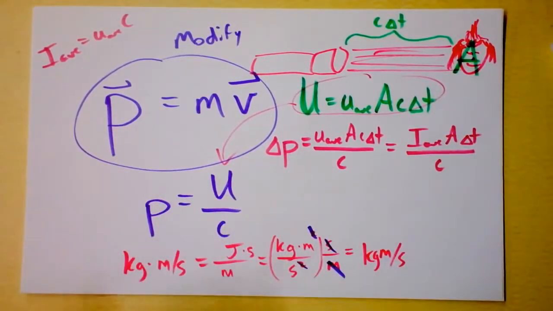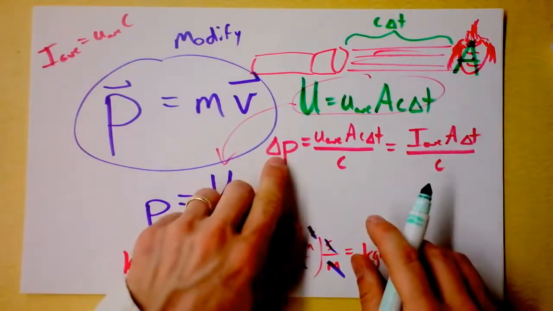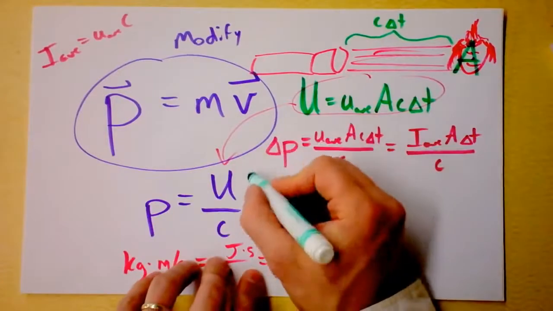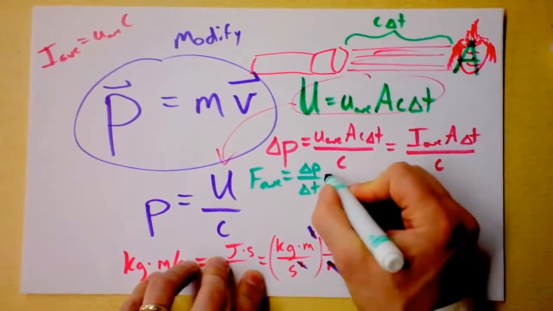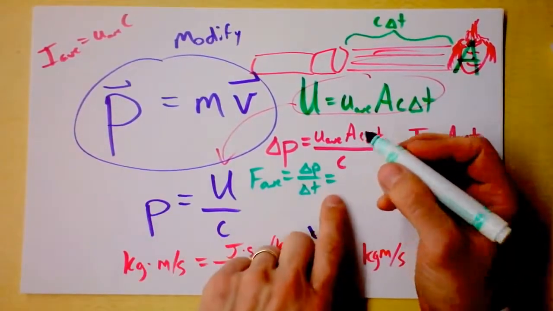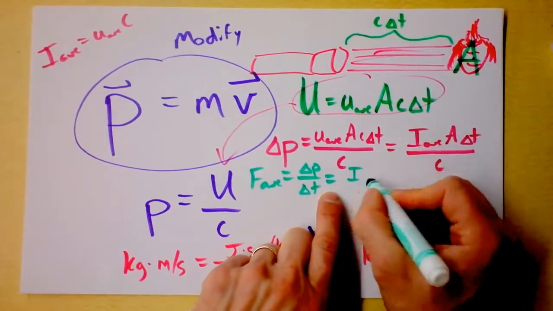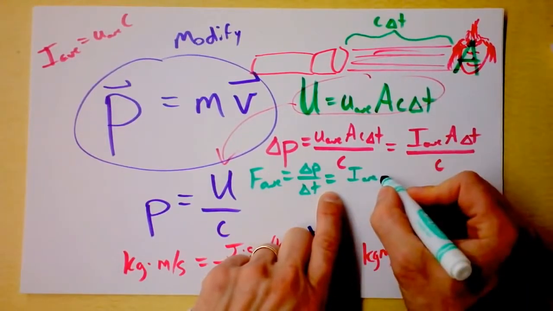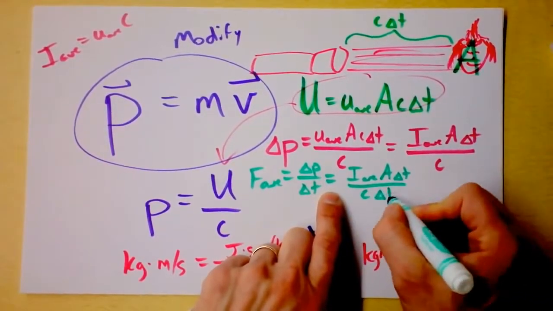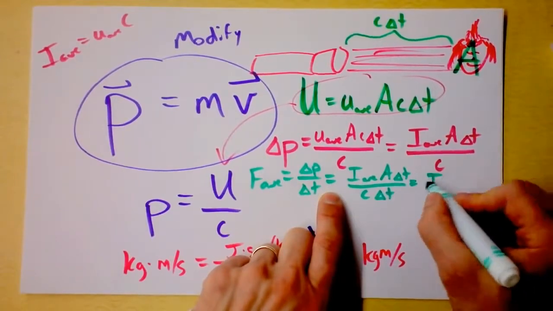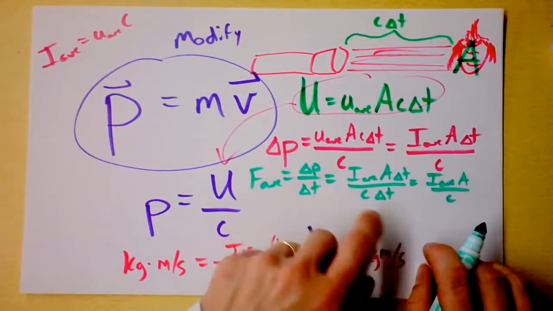And wait, whoa. Do you remember how force is related to change in momentum, or impulse? Well, of course, average force is change in momentum divided by change in time. I'm supposed to take this and divide it by time? Well, that's obviously average intensity times area times time, divided by c and time. Now I'll cancel out some times. This is average intensity times area divided by the speed of light.